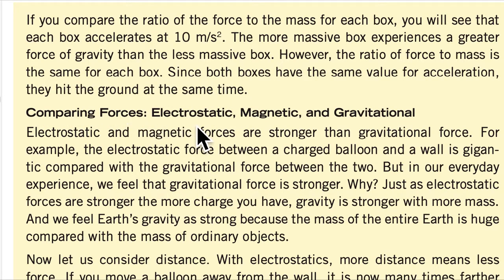Comparing forces: electrostatic, magnetic, and gravitational. Electrostatic and magnetic forces are stronger than gravitational force. For example, the electrostatic force between a charged balloon and a wall is gigantic compared with the gravitational force between the two. But in our everyday experience, we feel that gravitational force is stronger. Why? Just as electrostatic forces are stronger the more charge you have, gravity is stronger with more mass. And we feel Earth's gravity as strong because the mass of the entire Earth is huge compared with the mass of ordinary objects.